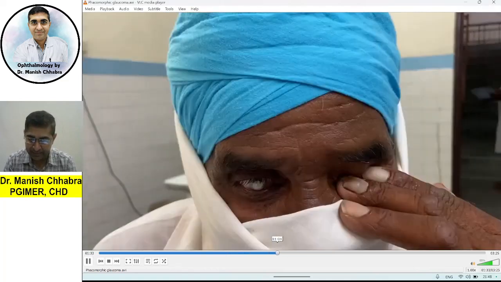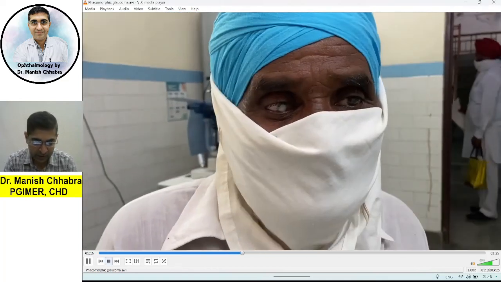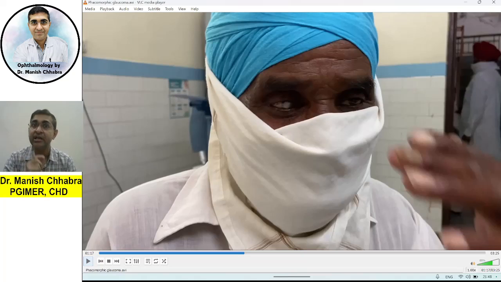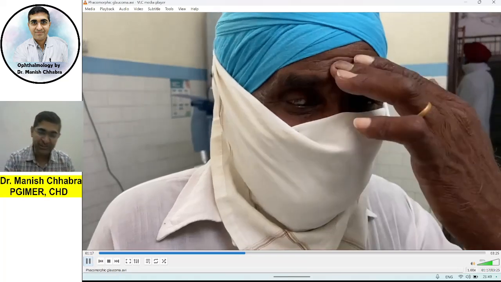So this is a patient, of course, in the right eye, the patient is having phacomorphic glaucoma. So I am asking about the perception of light, and you can see that the patient is not able to tell whether the patient is able to see the light. Number one, in the left eye, I am doing finger counting. The patient is, you will yourself see what the patient is doing.